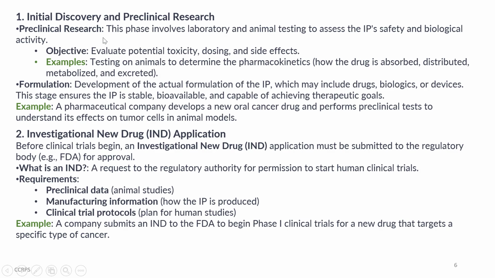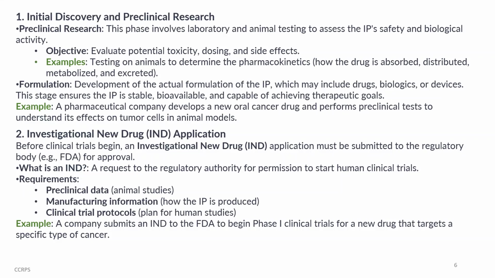Key points. We'll start with initial discovery and preclinical research. This phase involves laboratory and animal testing to assess the investigational product's safety and biological activity. Objective: evaluate potential toxicity, dosing, and side effects. Example: testing on animals to determine the pharmacokinetics, how the drug is absorbed, distributed, metabolized, and excreted. So, testing all four processes of PK.